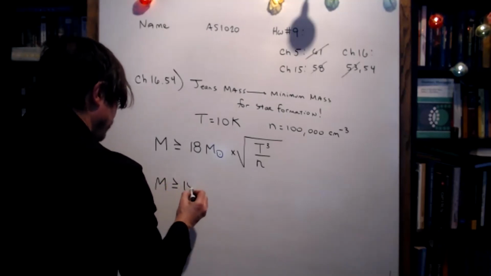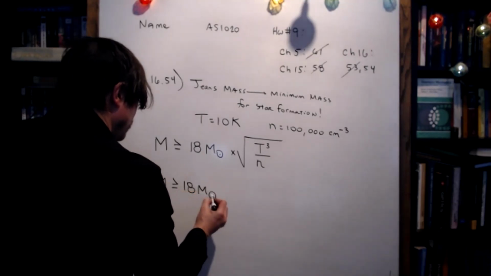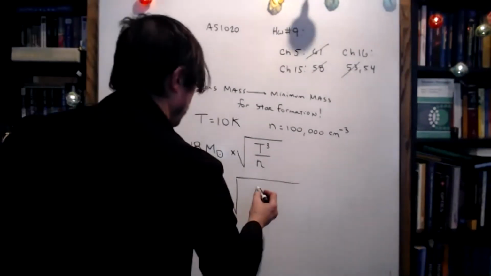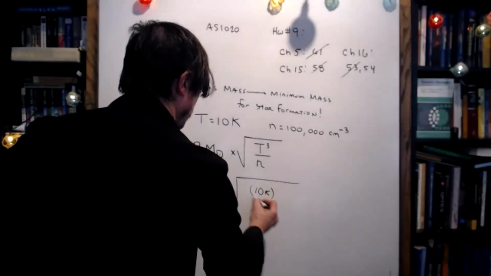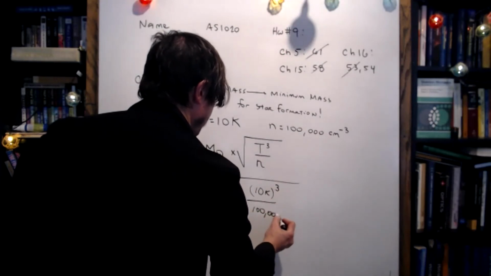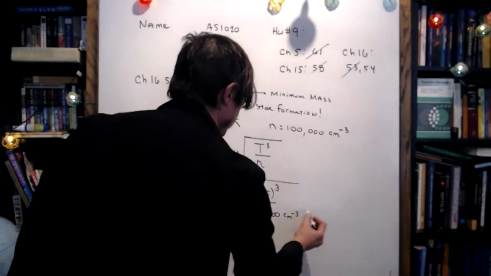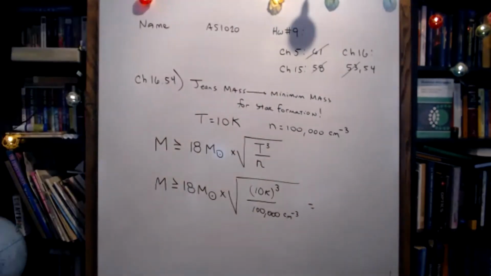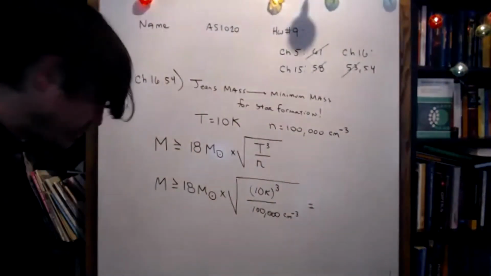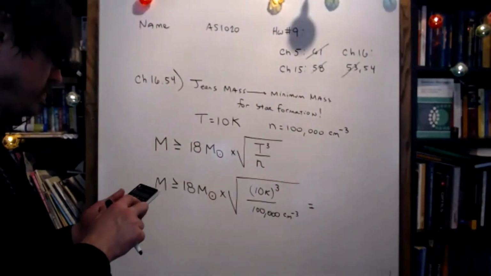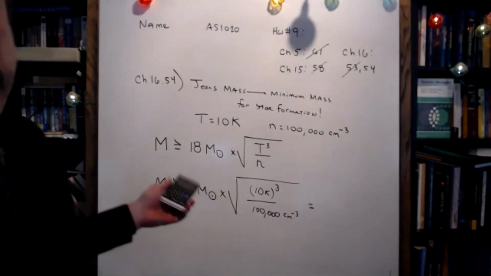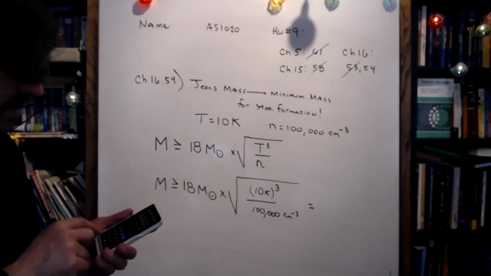So we'll put these things in here. The mass of the cloud is 18 solar mass units times 10 Kelvin cubed over 100,000. You guys had some trouble with this last time, so see if you can punch that in.